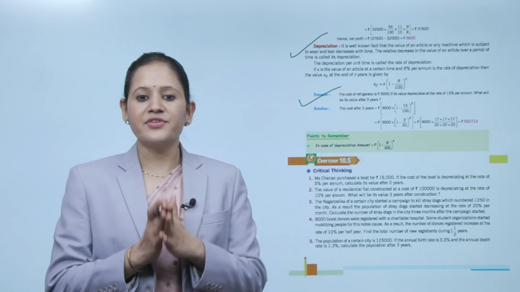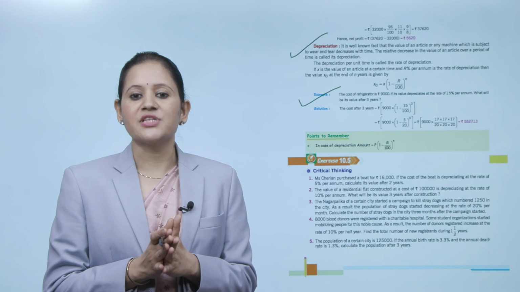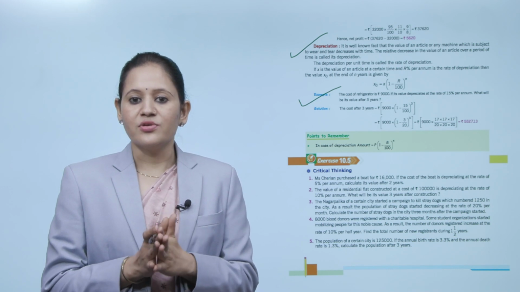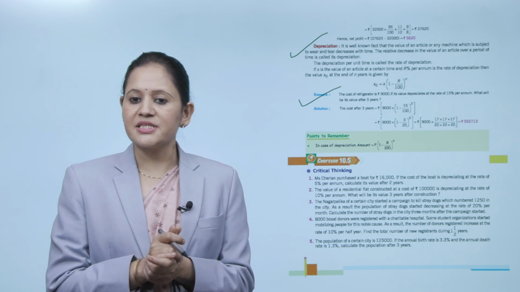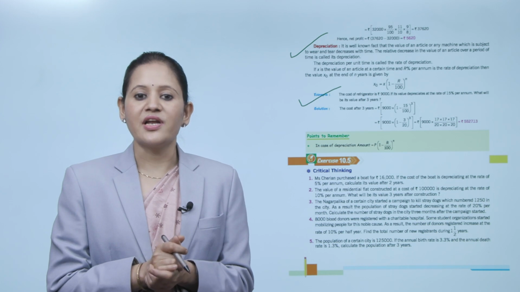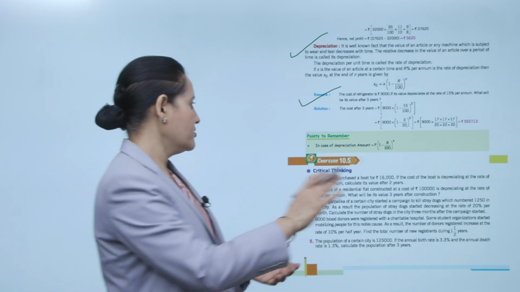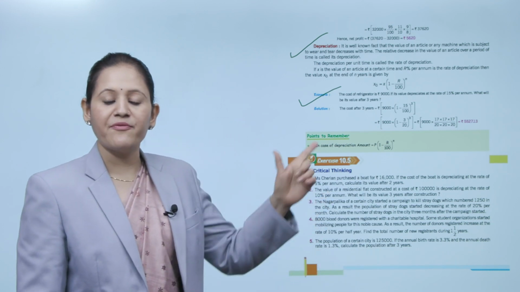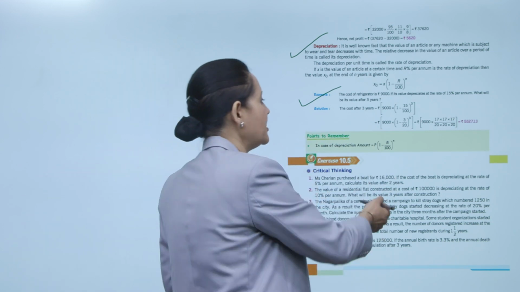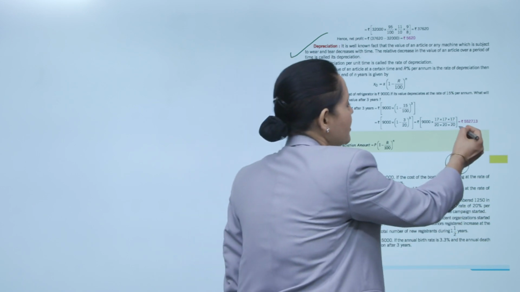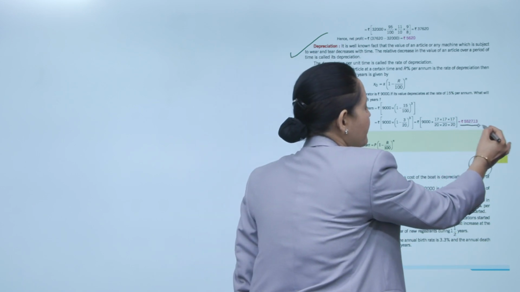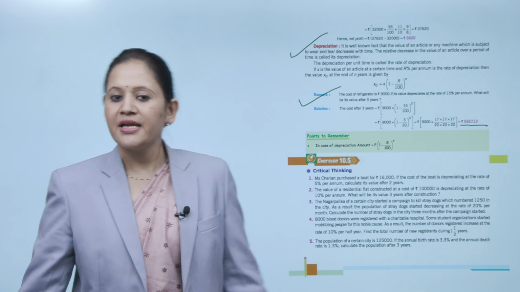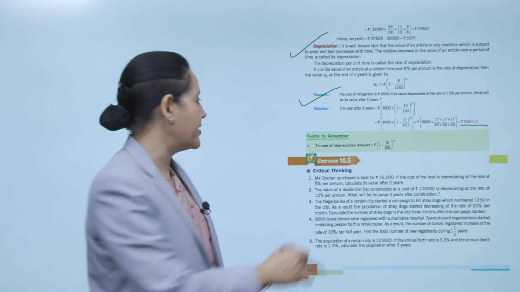The cost of a refrigerator is rupees 9,000. Its value depreciates at the rate of 15% per annum. What will be its value after 3 years? So it is depreciating, the cost after 3 years is 9,000 multiplied by (1 - 15/100)^3. We will solve this. So after 3 years the value will be rupees 5,527.13. Clear?